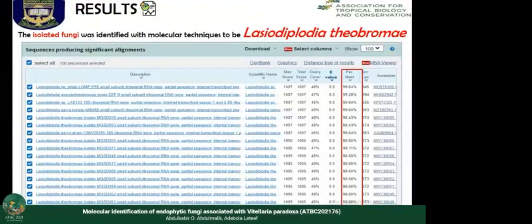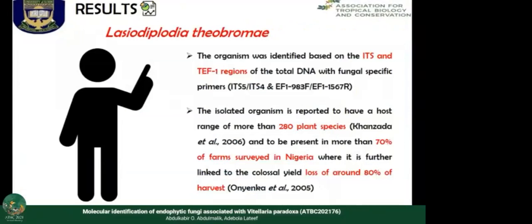At the end of the day, I found my isolated fungus was largely Lasiodiplodia theobromae. You can see the highlighted section shows the degree of percentage identity that was confirmed. We have an average of about 99% for Lasiodiplodia theobromae. Like I said earlier, I identified the organism based on two regions, the ITS and the TEF1 regions respectively.